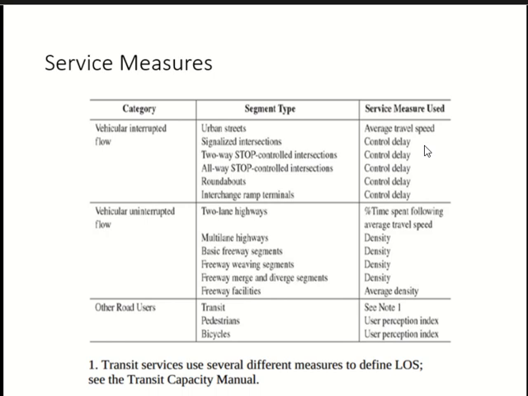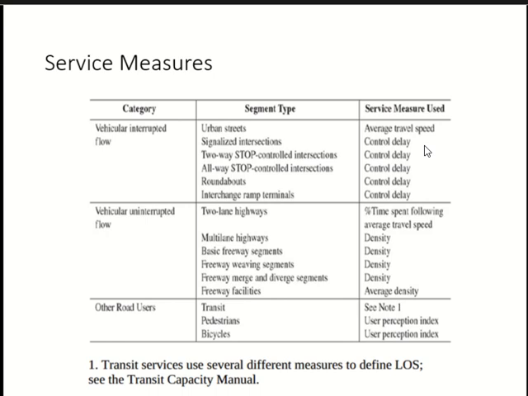Uninterrupted flow has three types: two-lane highways, multi-lane highways, and freeways. We will not do all the figures, we only do the first one. In these cases, the value I need for level of service is density. You want level of service for a freeway? Calculate density. Level of service for a multi-lane highway? Calculate density. For two-lane highways, I need two other values to calculate the level of service. We will discuss them later in the topic.